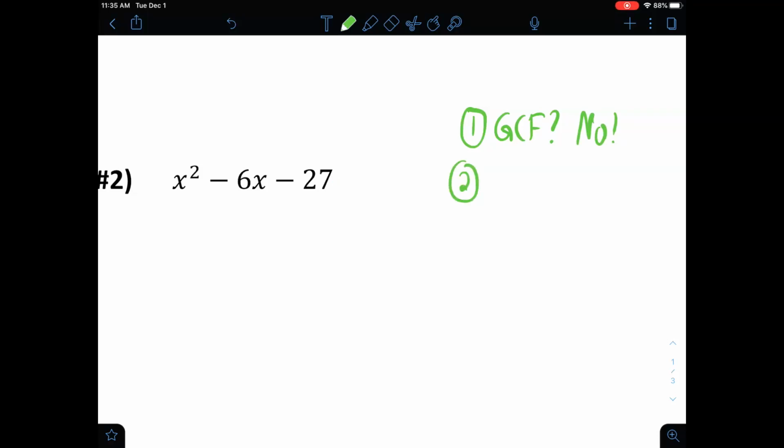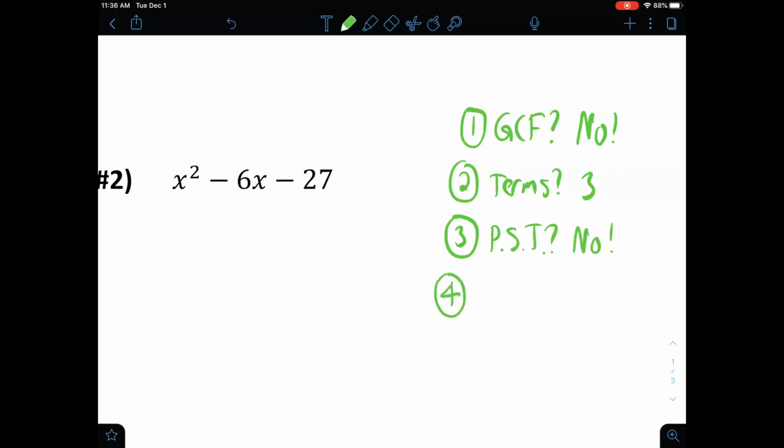Okay, step 2 is to check for how many terms. In this case, we have 1, 2, 3 terms, right? However many things are separated by an addition or subtraction symbol is a term. There are 3 terms here. Step 3, first we want to check for 3 terms. Is it a perfect square trinomial? So is x squared a perfect square? Is 27 a perfect square or no? It is not. So this is going to be no.